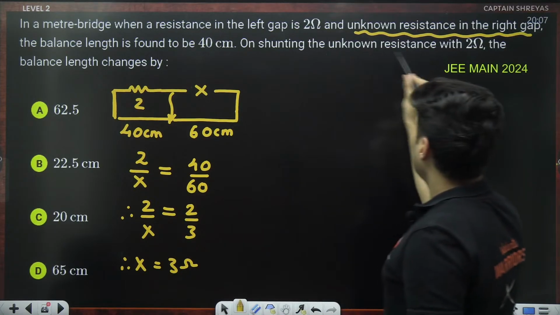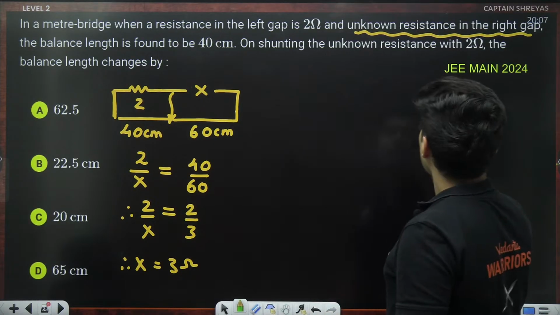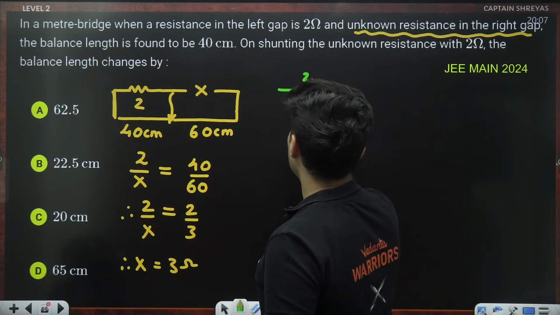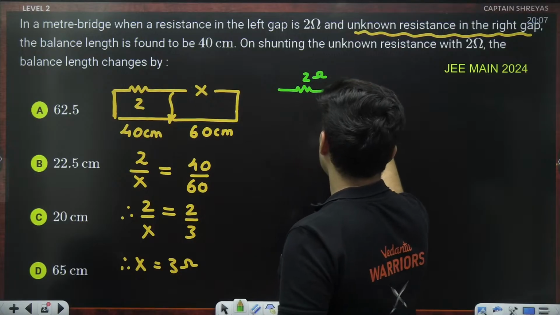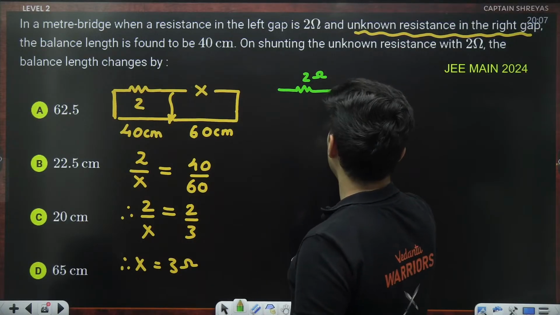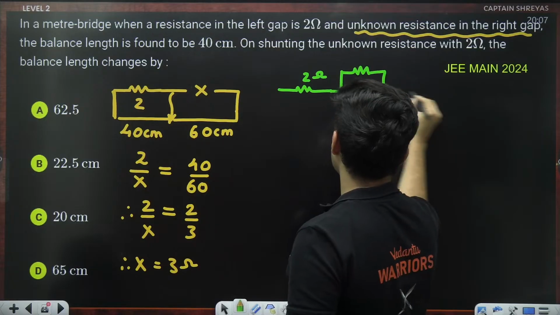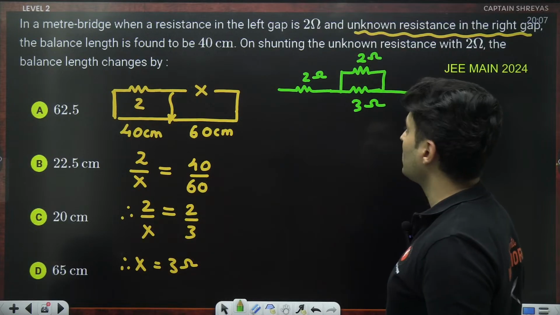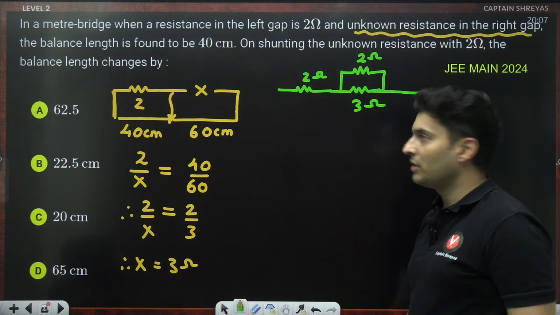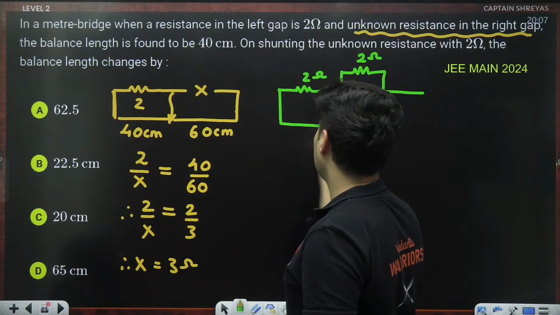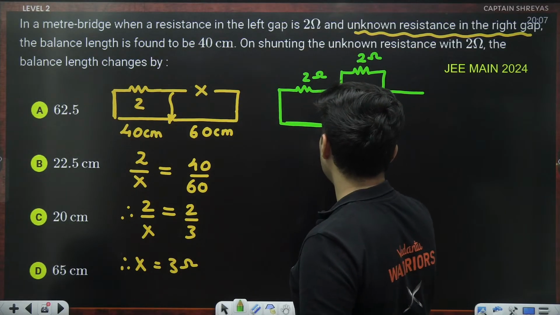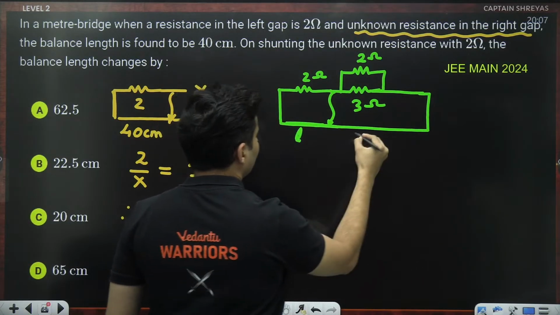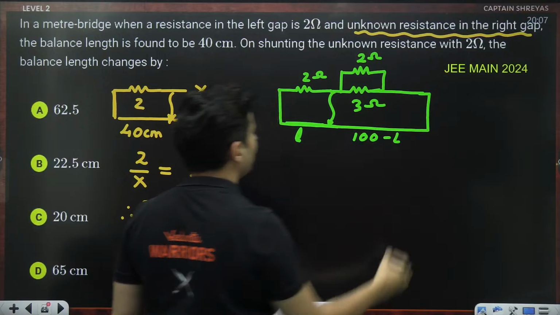Now, when you shunt the unknown resistance with some resistance of 2 ohms, imagine this 2 ohm is as it is. You are shunting this 3 ohm with another resistance. Shunting means keeping it in parallel, and the parallel resistance is 2 ohms. What do you think the balancing length will shift by? One thing is obvious, that it will have a new balancing length over here. If this is L, this will be 100 centimeters minus L.